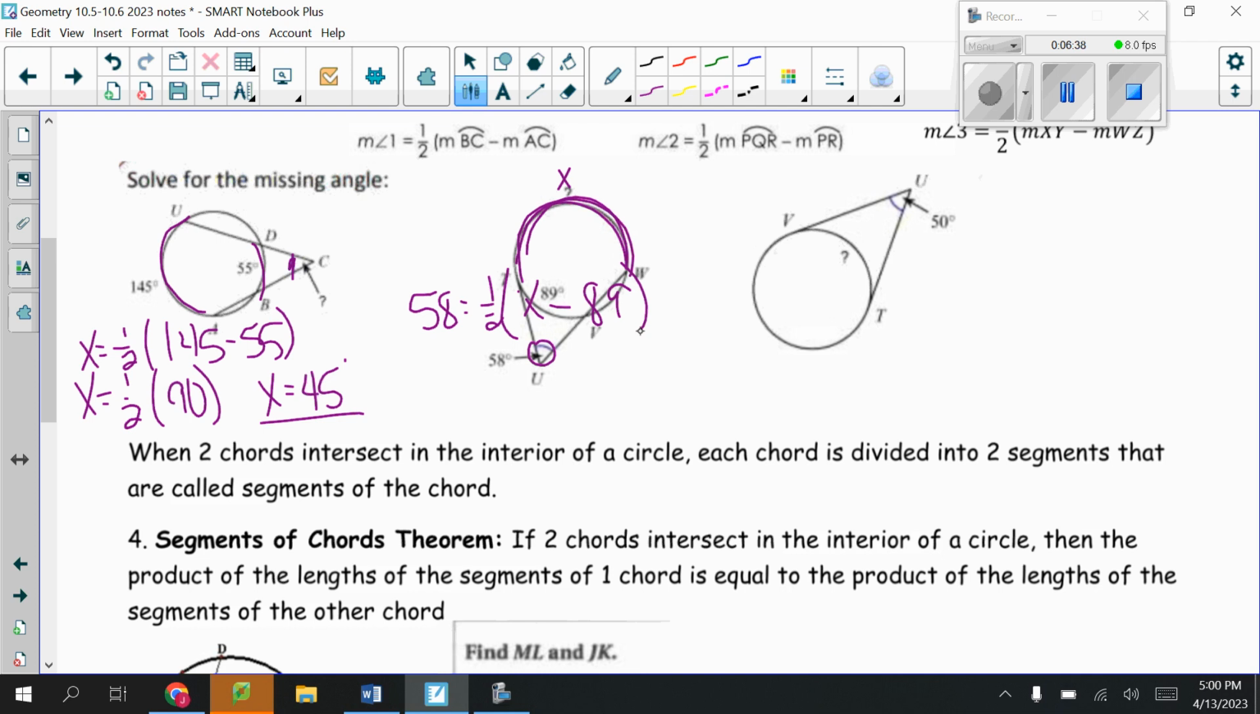I could distribute my 1/2, but most people like to get rid of that fraction. It's 1/2, which is the same thing as dividing by 2. So the opposite of dividing by 2 is multiplying by 2. I just have to remember to multiply everything. So I have to multiply this side as well.